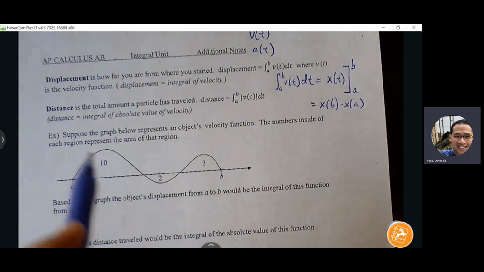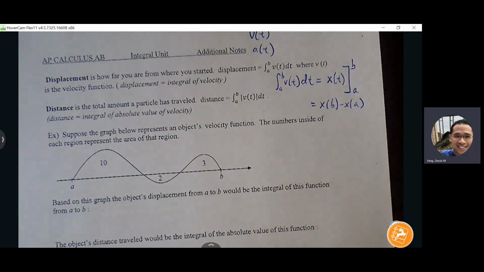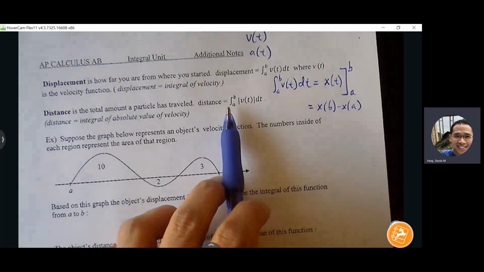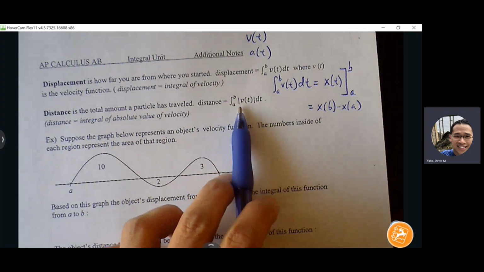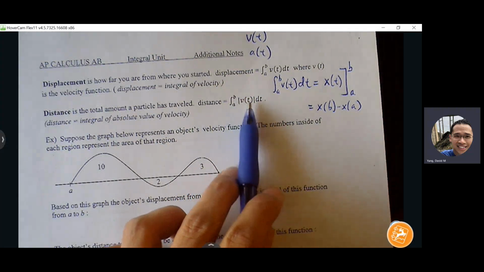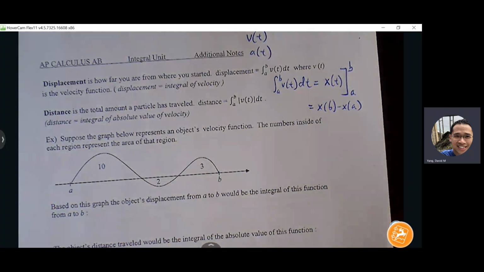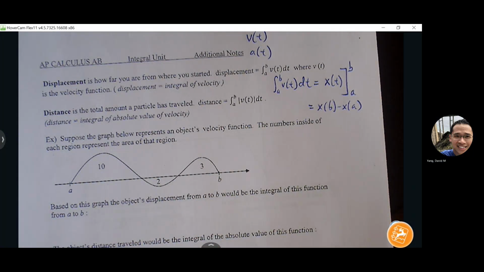Now, distance is the total amount that the particle has traveled. So distance is the definite integral from A to B of the absolute value of V of t. What that really means is any negative direction distance that I traveled, I count that as a positive value. So for instance, let me show you what I mean by this example below.